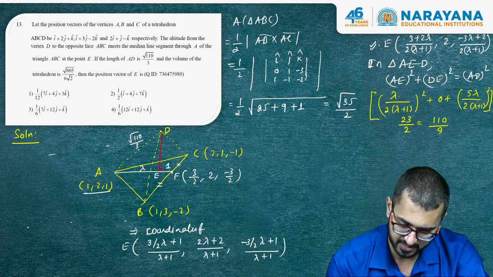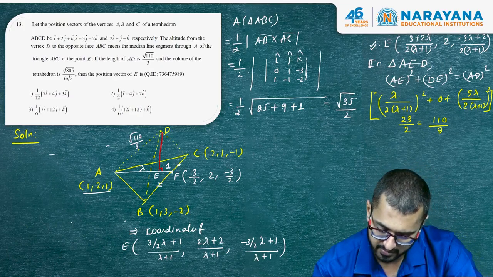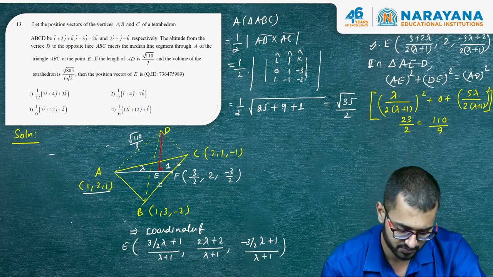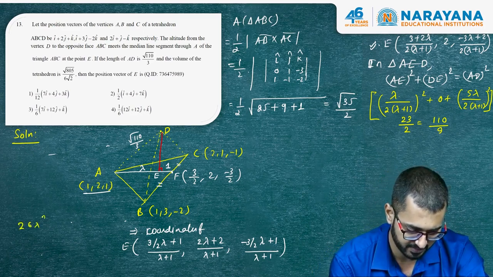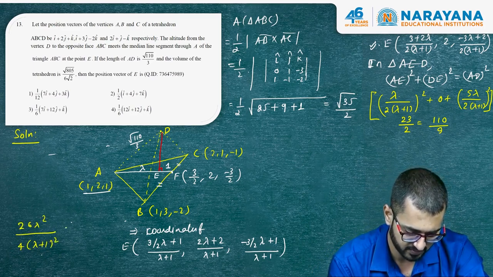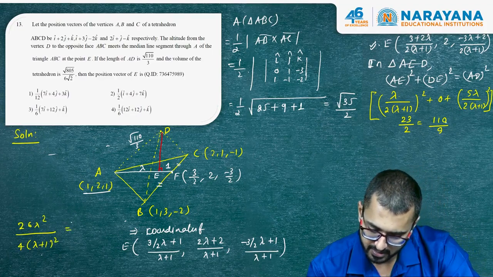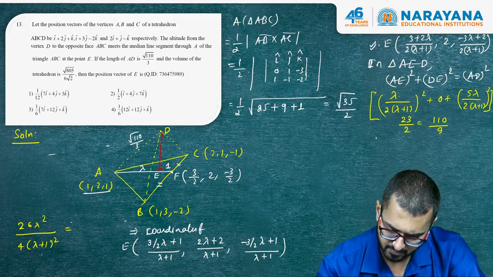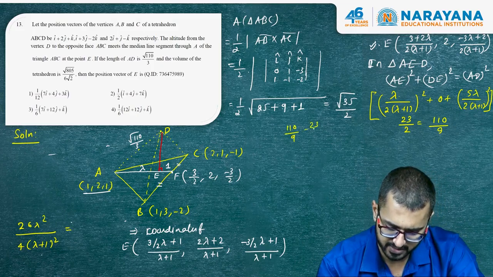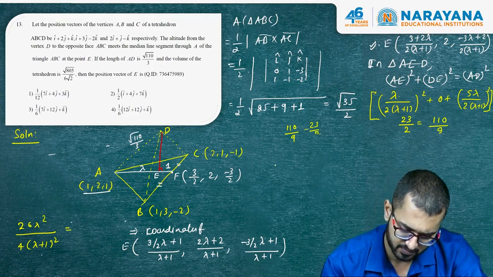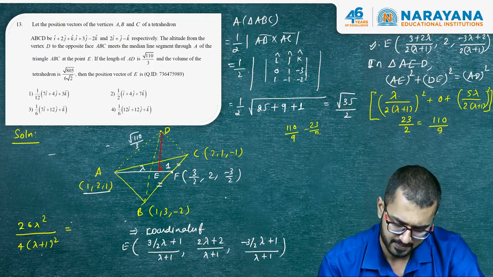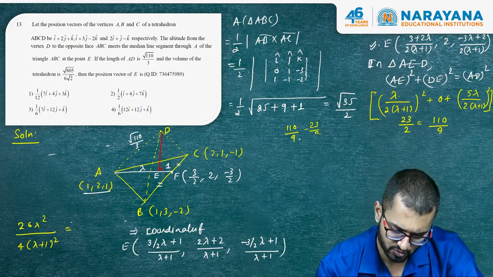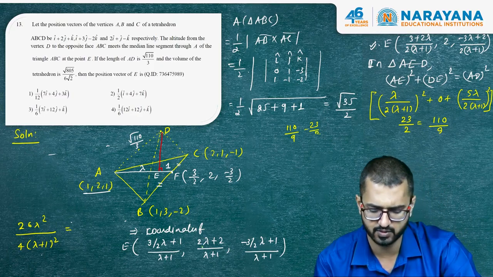So basically it will give me 25 plus 1, 26. So I'll be having here 26 lambda square upon 4 times lambda plus 1 the whole square is equal to 110 by 9 minus 23 by 2. So it's like this. We'll do calculation here itself. 110 by 9 minus 23 over 2. So this we can write down cross multiplication. So 220 minus 23 into 9 is 207.